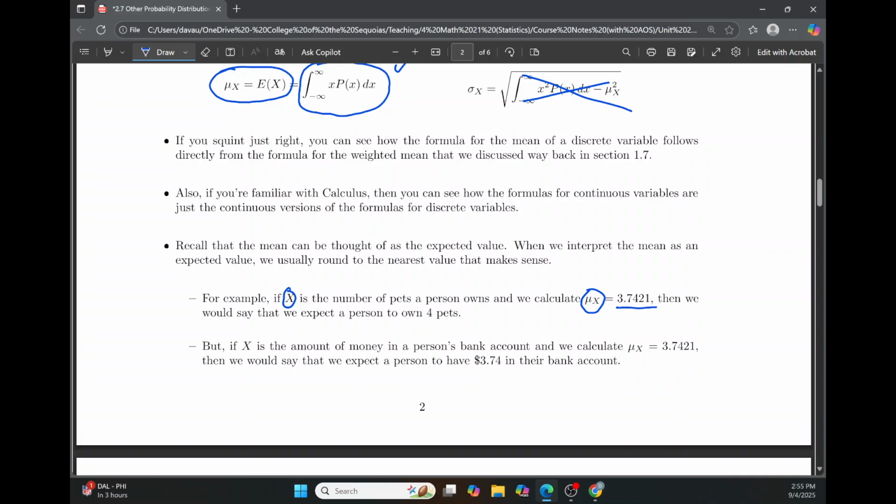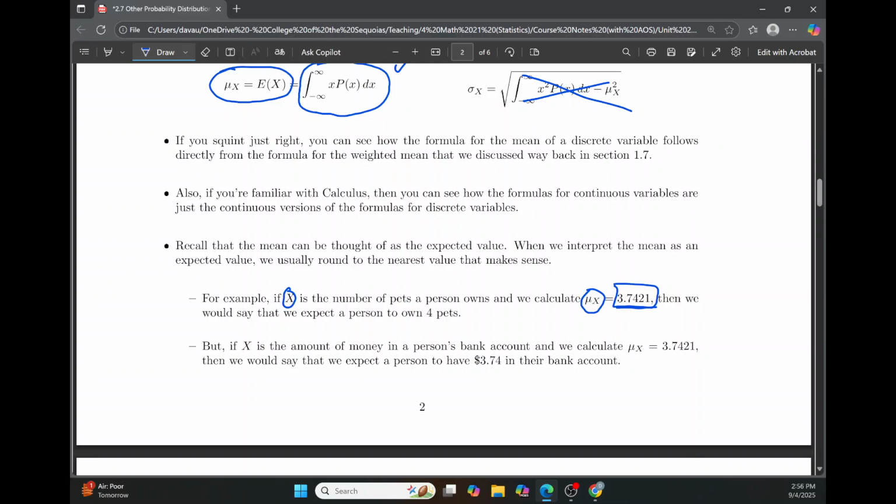So it's totally appropriate to say that the average number of pets per person is 3.7421. There's nothing wrong with saying that. But when you interpret this as an expected value, it becomes a little bit strange to say that, right? Like if you asked a random person how many pets they own, what would you expect them to say? You certainly wouldn't expect them to say 3.7421, even though that's the average.